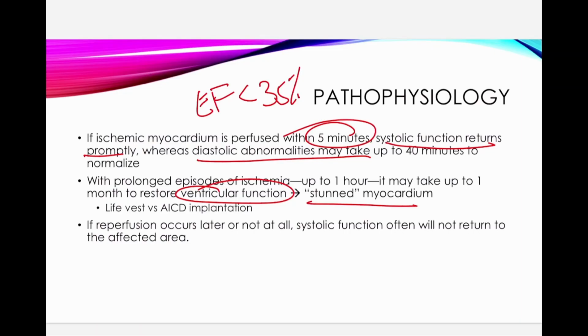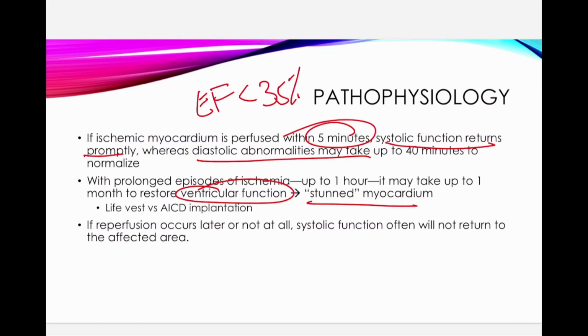But because we know it's a stunned myocardium, the function may return in time, we give them what's called a life vest. A life vest is basically a couple of straps that you wear on your skin, and it acts like a defibrillator, but it's external. It's not inside yet. And we leave it on for 3 months with great medical management after that heart attack. After 3 months, we repeat the echo, and we see how the echo is doing. How is the EF? Is it improving? If it improves back to normal, we can remove the life vest because their risk of sudden cardiac death went down because their EF returned.